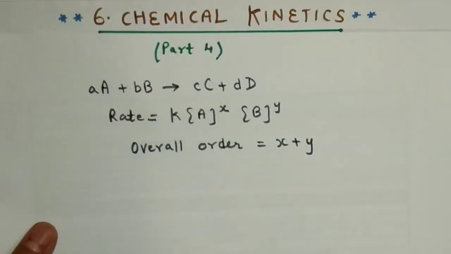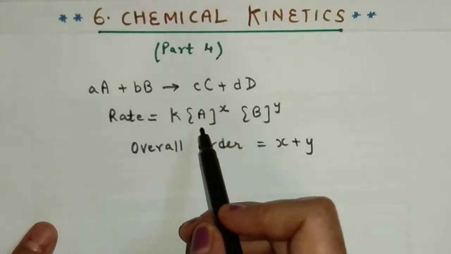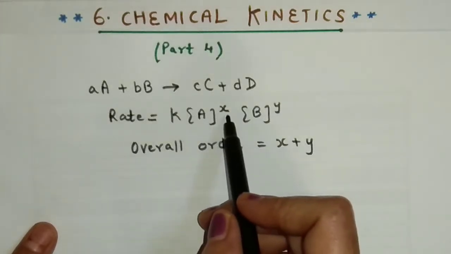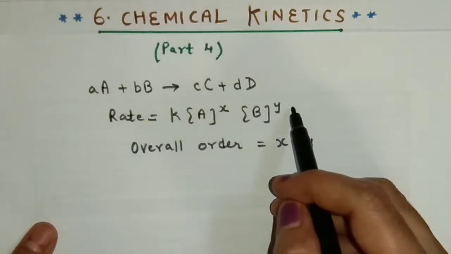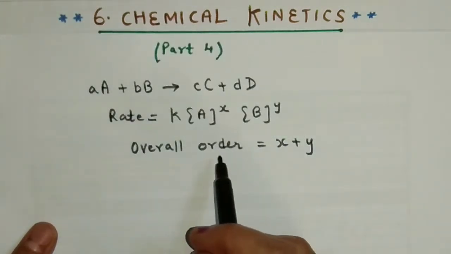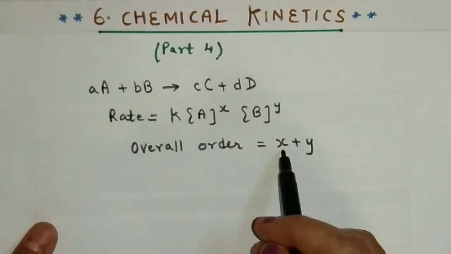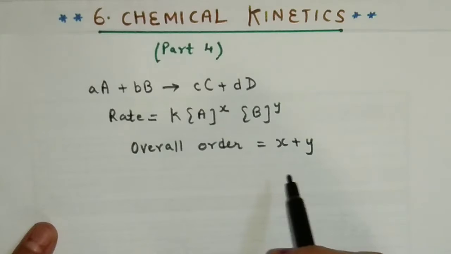If you are asked what is the order of the reaction with respect to A, then the answer will be X. Order of the reaction with respect to B, then the answer will be Y. But if we want the order of the reaction, which is also called the overall order of the reaction, then it is the sum of both the powers X and Y.